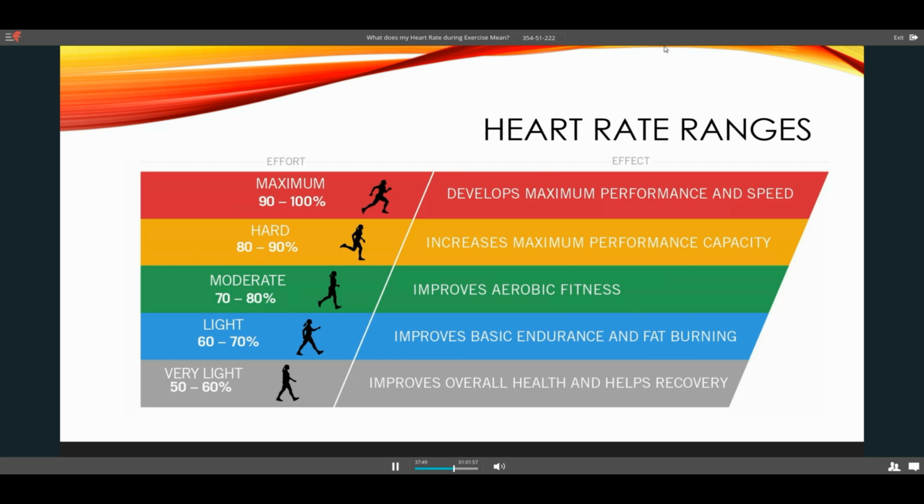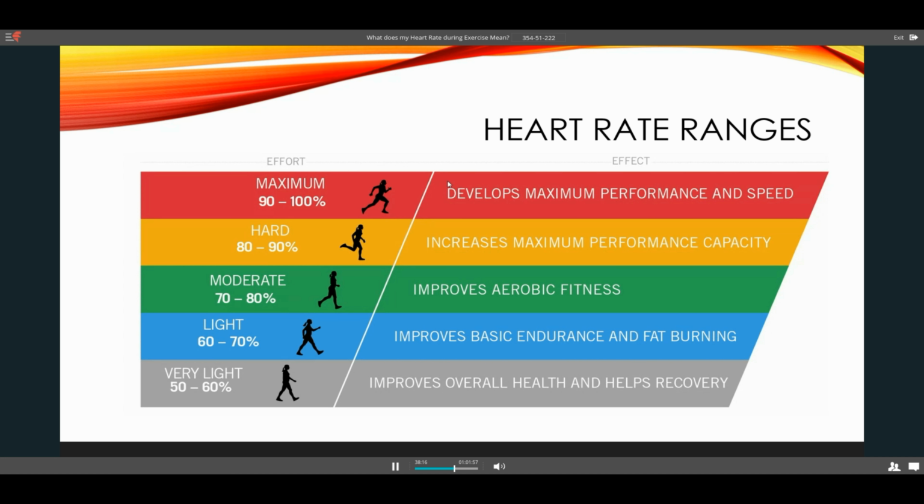So real quick, let's take a look at some of the different heart rate ranges. I want everybody to omit, not necessarily look at the top and the very bottom. Those are going to be our upper and lower limits. We're not going to spend much time in the upper limit, if any at all. So more or less, I want everybody to be in tune with our light, moderate, and hard heart rate ranges.